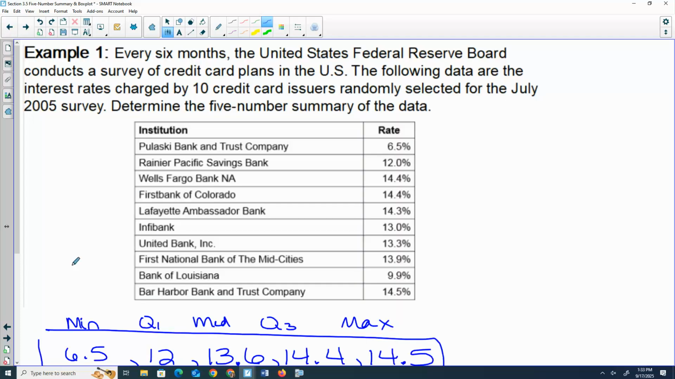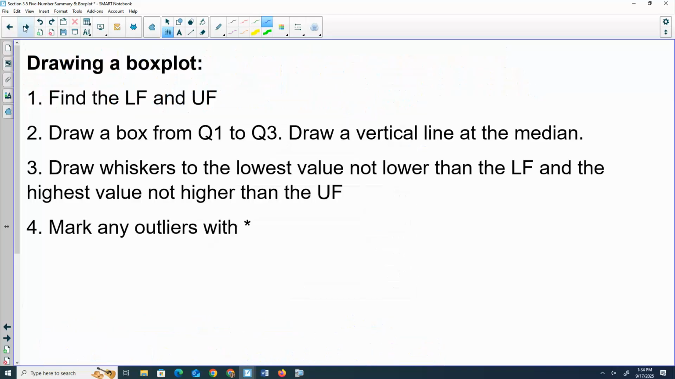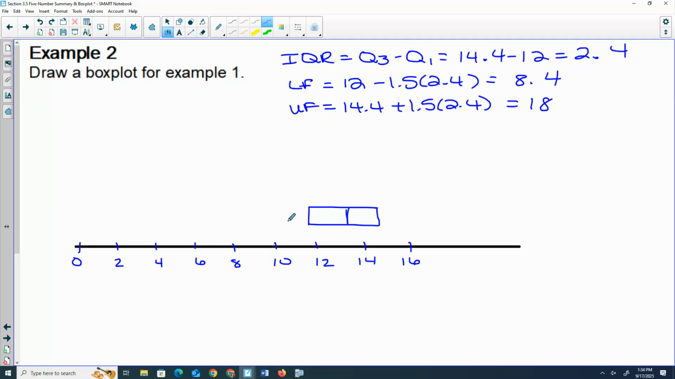Okay, my minimum value was 6.5, but we have said that one was an outlier. So what is my next lowest? 9.9. Is that one an outlier? No. So that's going to be where I draw my line down to. So starting here, I would go down to 9.9. So it's going down to my minimum, but we're not using the 6.5 because it was an outlier.